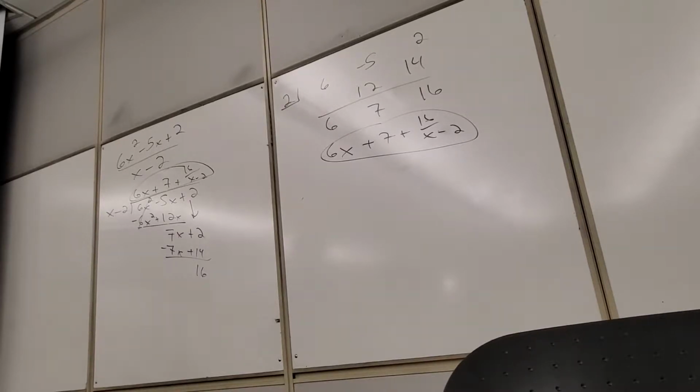All right, do you see that first thing when you put in X? X times X is X squared. X times negative 2 is negative 2X. Oh, yeah. Okay. All right.